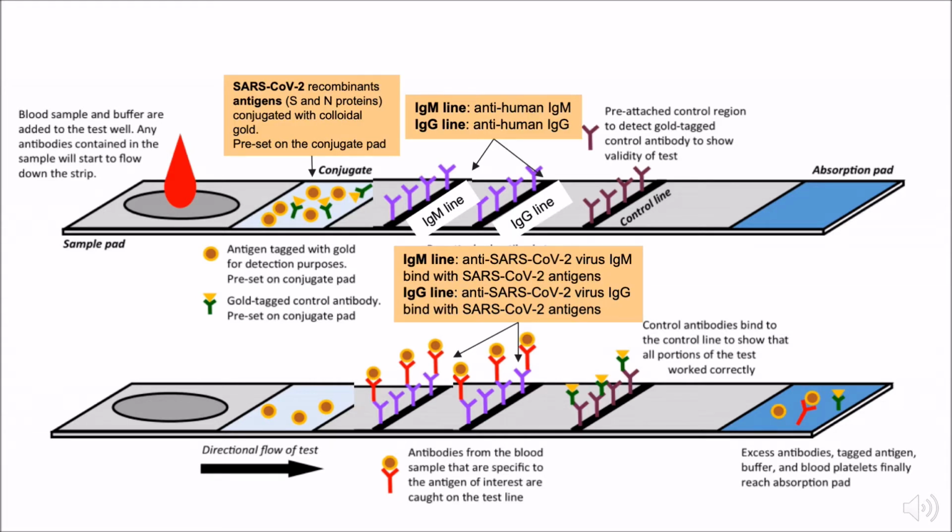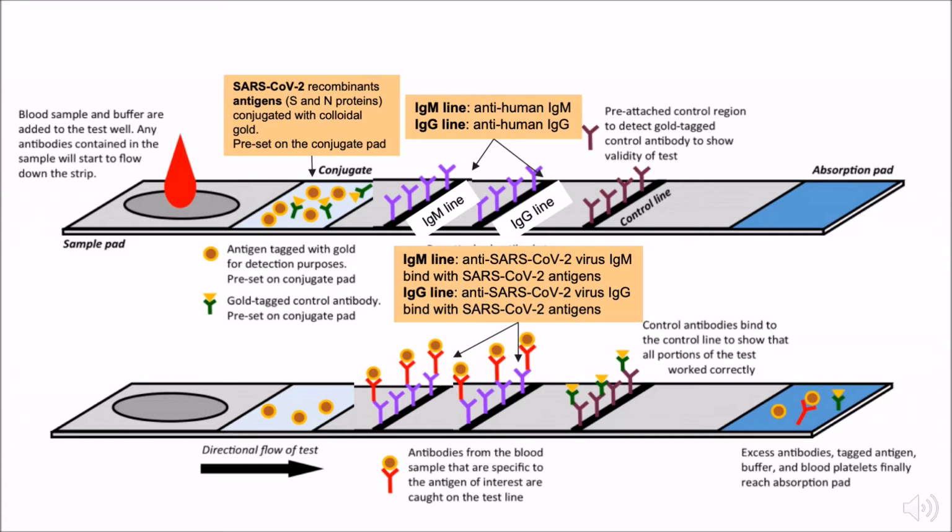In the case of testing for COVID-19, at the conjugate pad there will be SARS-CoV-2 recombinant antigens conjugated with colloidal gold preset on it. At the nitrocellulose membrane strip containing an IgG line, or G line, will be coated with anti-human IgG. On the IgM line will be coated with anti-human IgM.